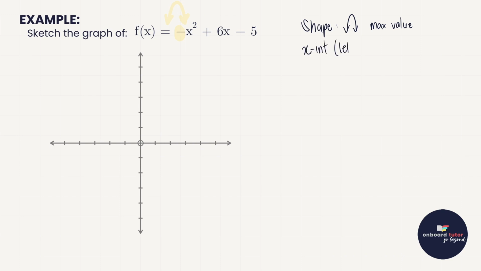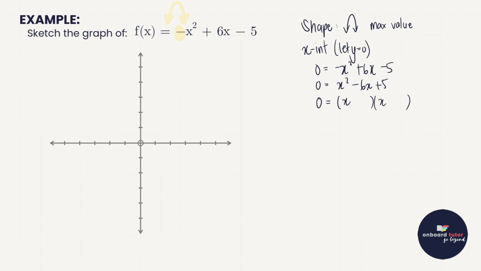Then we know how to get intercepts. For the x-intercept, we let y equal 0. Remember that f(x) is the same as y. So 0 = -x² + 6x - 5. To make that easier to solve, let's divide everything by -1. So 0 = x² - 6x + 5. And now we can factorize. It's just much easier to factorize when your squared term is positive.